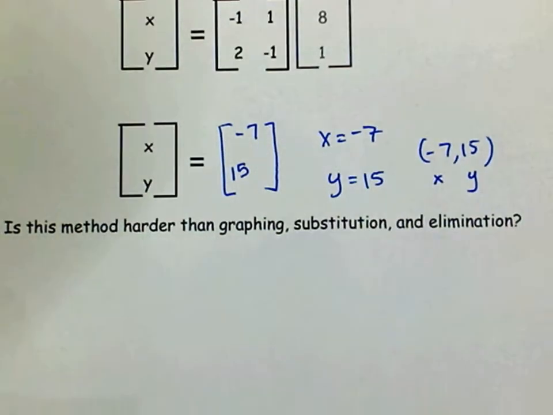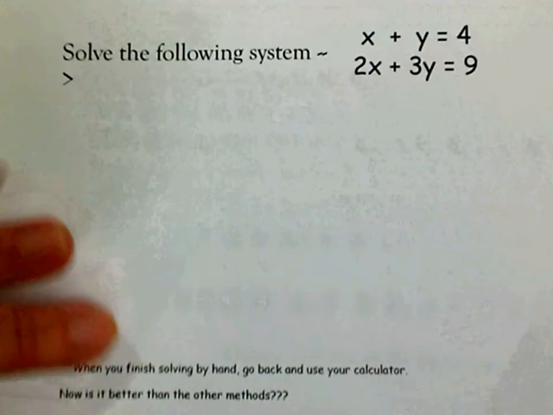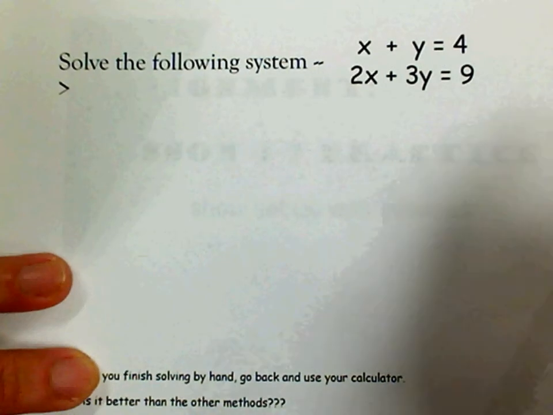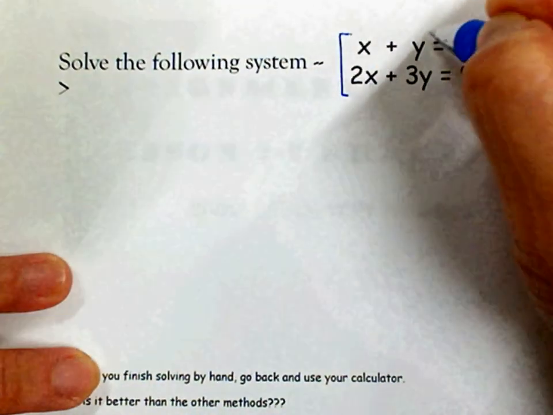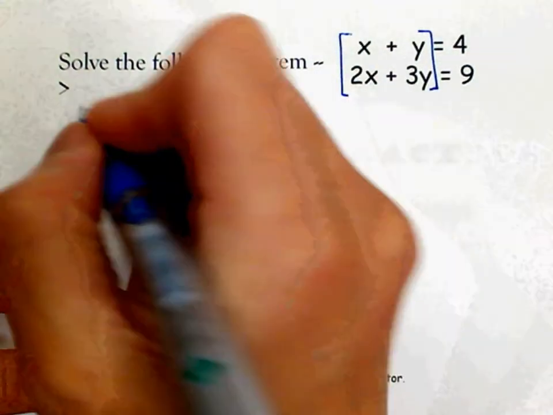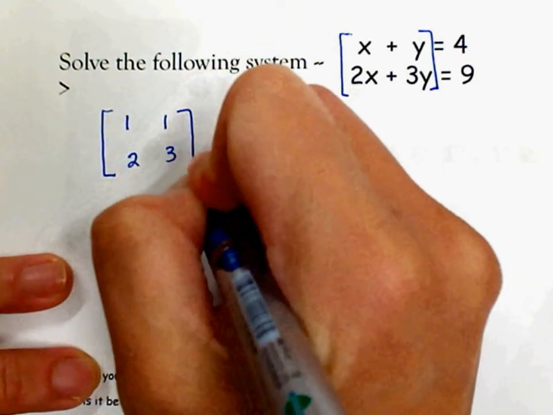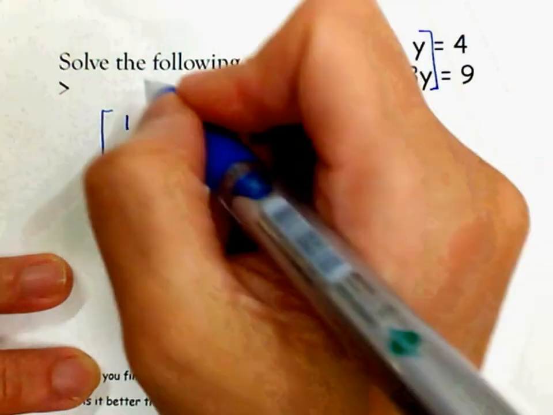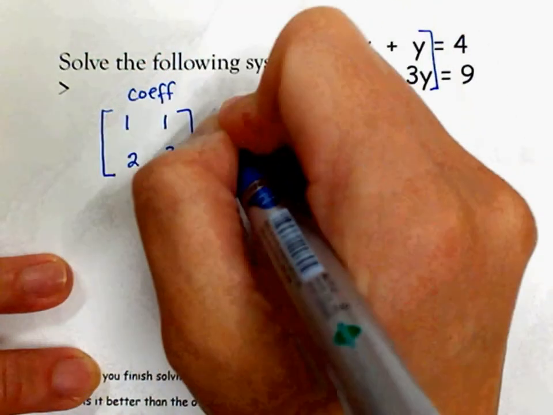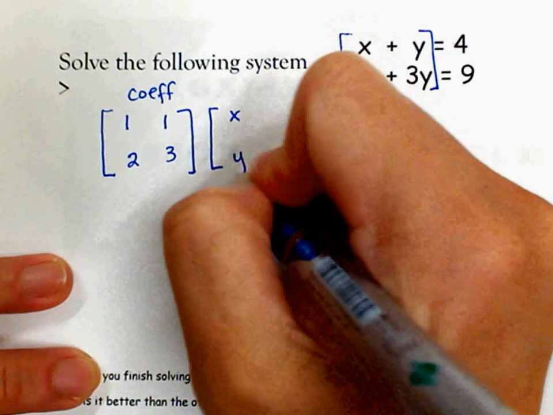Here we go. Let's look at this example. Step number 1, create your coefficient matrix. 1, 1, 2, 3. See that right there? So that's your coefficient matrix. Next, create your variable matrix, which is x and y.